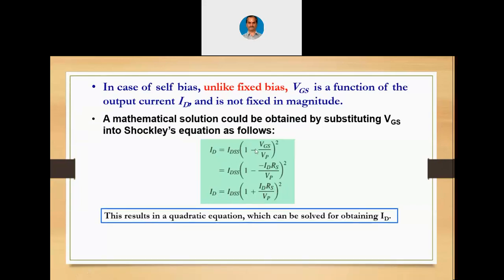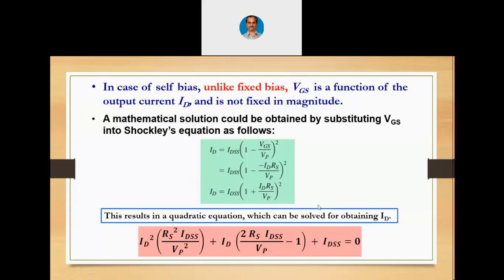This results in a quadratic equation which can be solved for obtaining ID. You already know how to solve the quadratic equations. You already know that minus b plus or minus square root of b square minus 4ac divided by 2a. That quadratic equation can be applied here also, and this equation can be solved because we will know IDSS, we will know VP. Those are constants. We will be knowing RS also. IDSS and VP will be given by the manufacturer. RS is the one which we are going to decide. So we have to find out only ID. So it is possible to solve this equation.